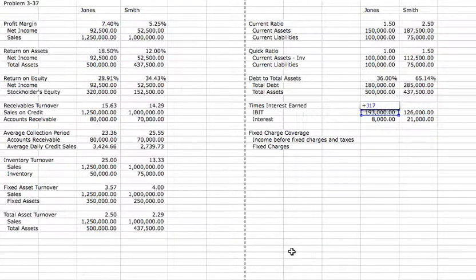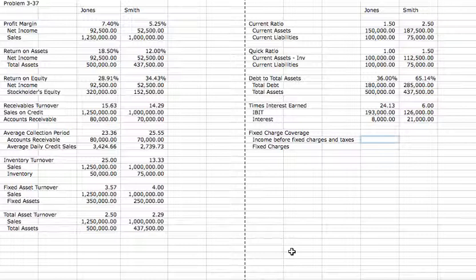So let's see what our times interest earned calculation shows here. This is earnings divided by interest, 24 times, plus earnings divided by interest, 6 times. So again, you can see the same thing here. Jones is much less leveraged, and therefore its times interest earned calculation is much higher because it has such a low interest expense. And Smith is much more highly leveraged, therefore its times interest earned calculation is much lower because of its interest expense in comparison to its earnings.